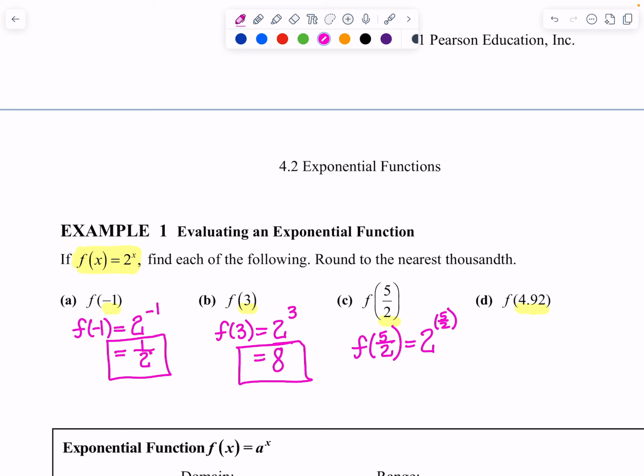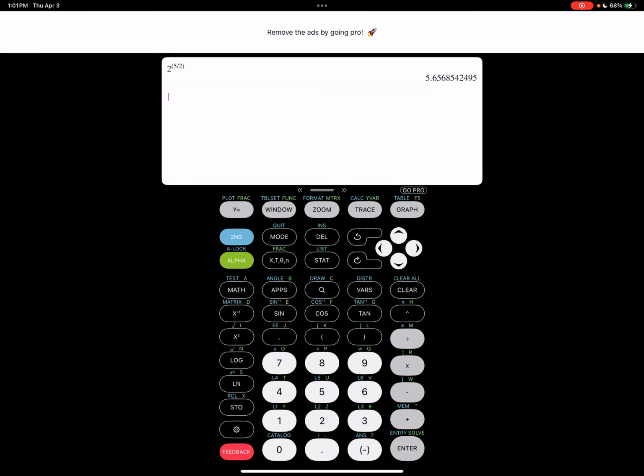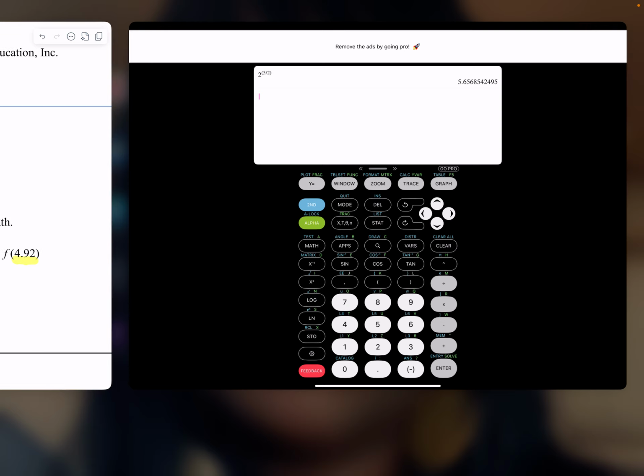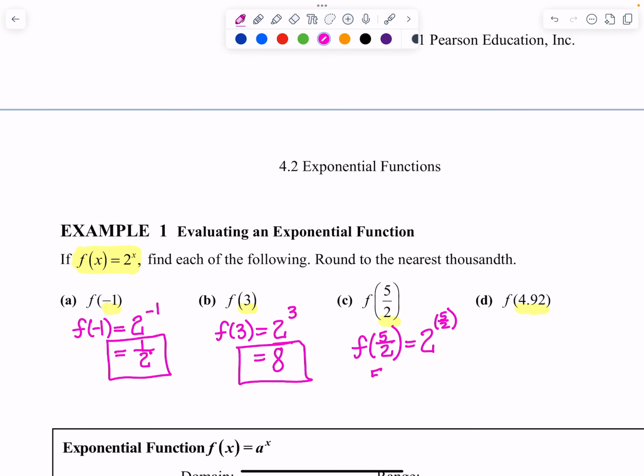Let me double check what I have again, just to make sure I'm writing it right. 5.657. That's what I would have, because I'm rounding to the nearest thousandth. Your thousandths is 3 places after the decimal.